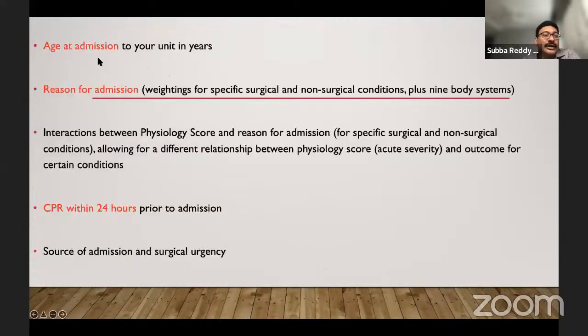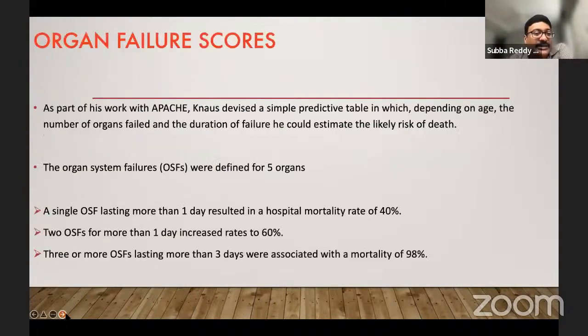So they looked at the age at the time of admission, the reason for the admission, whether it is emergency surgery or surgical admission or non-surgical admission, interactions between the physiological score and reasons for the admission, and CPR within 24 hours prior to admission. This is one important parameter they added into their scoring system. And we know when the patient is getting admitted after cardiac arrest, after CPR, then the mortality will be high. The source of admission and surgical urgency.